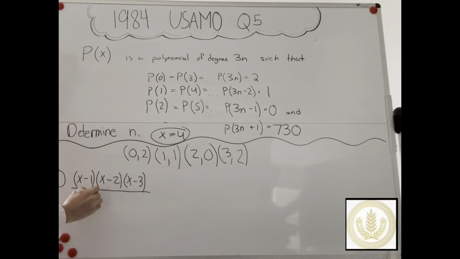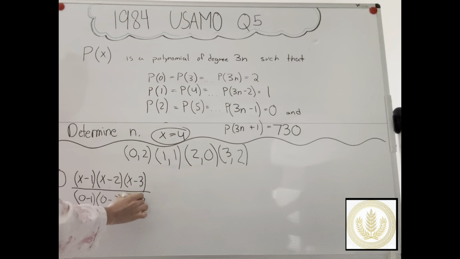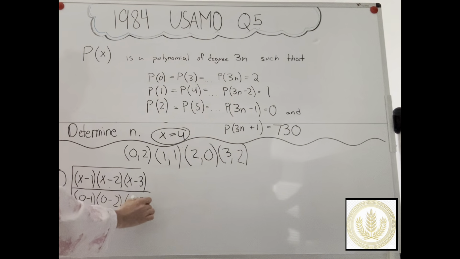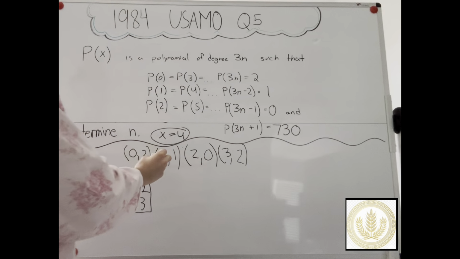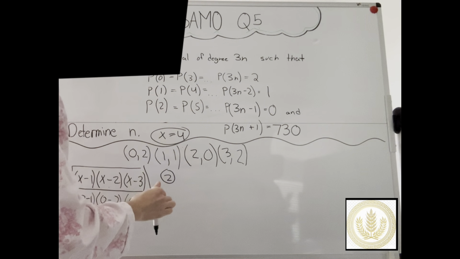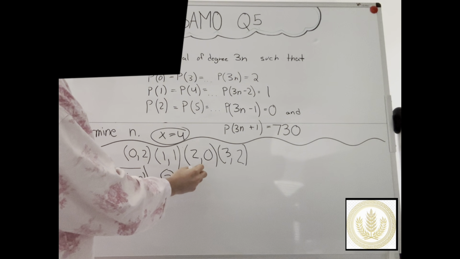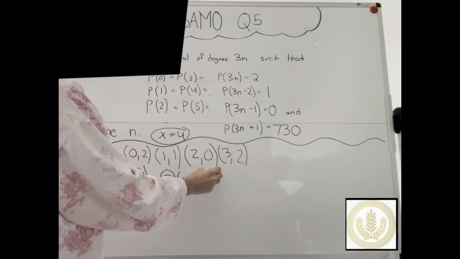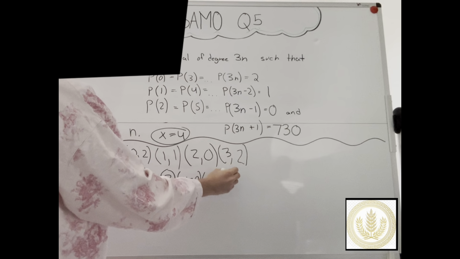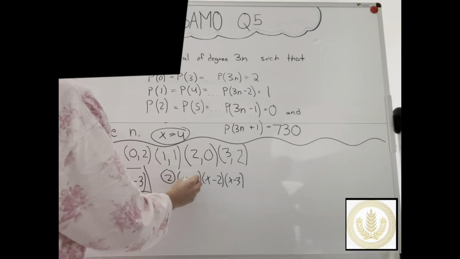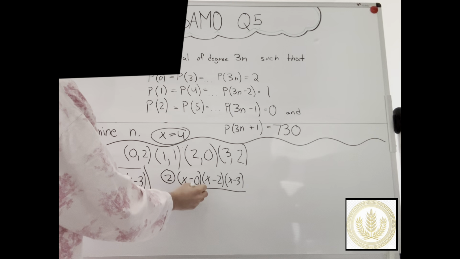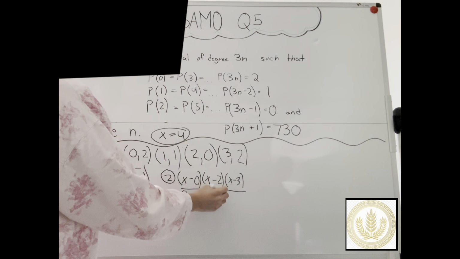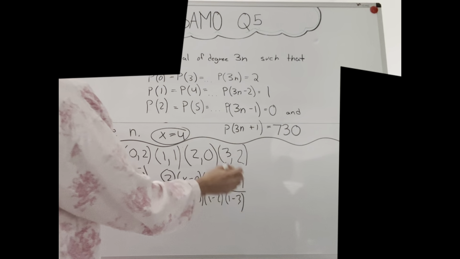So 0 minus 1 times 0 minus 2 times 0 minus 3. And that is our first switch. Now repeating the process here. For switch 2, we're going to hide our second points, and we're only going to use x minus 0 times x minus 2 times x minus 3 all over the same thing, but we're going to replace x with our actual value of x, which is 1. So I'm going to go ahead and do the rest.